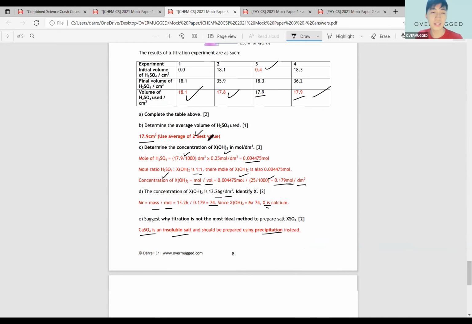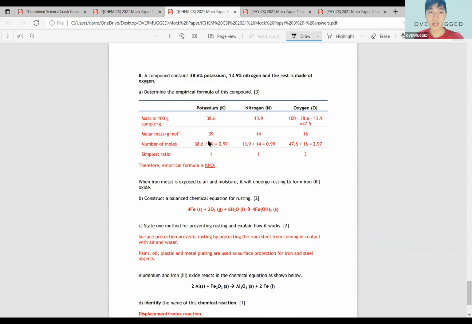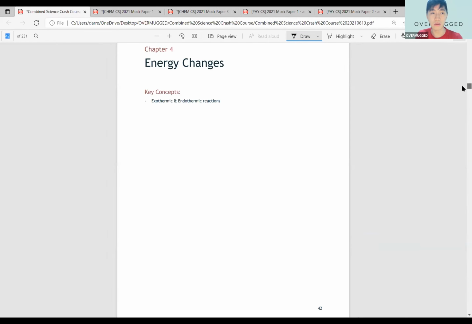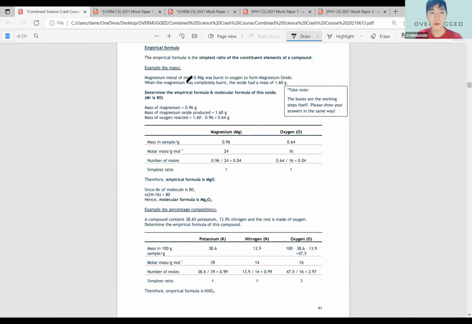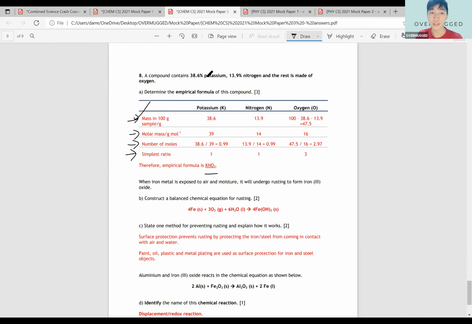Okay, question 8, this is about empirical formula. Take note that the box itself should be your working. What goes into your box, okay? You need mass, MR. Mass divided by MR gives you mole. Then you find the simplest ratio, okay? This working is also included in the curated notes. So the step-by-step instruction on how to do it and different question types. Okay, but take note, the boxes are always there, right? Because the boxes are your working itself.